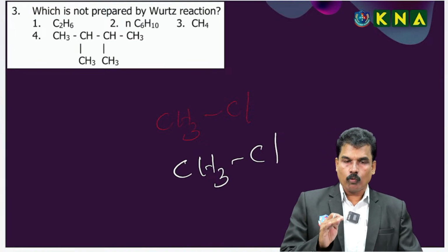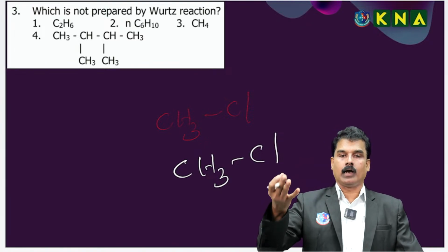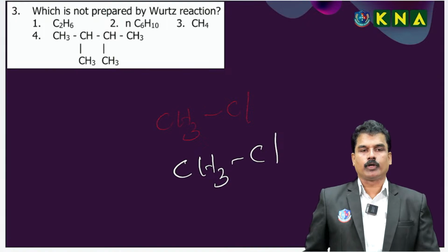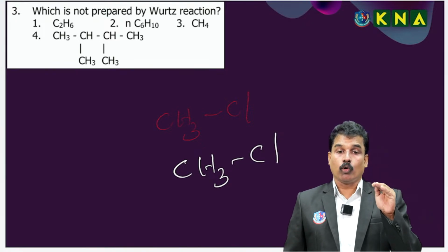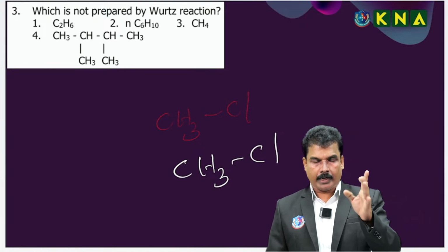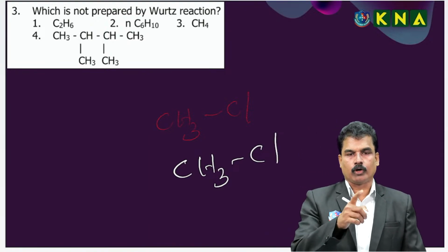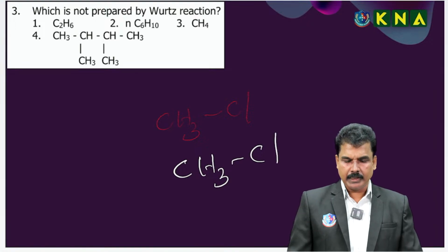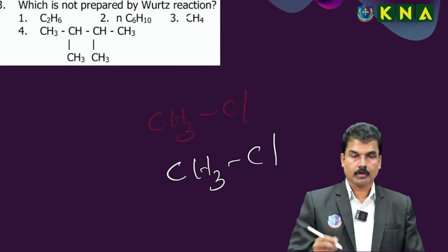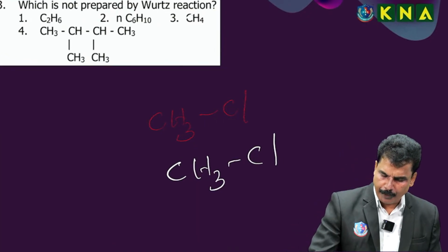But anyway, by Wurtz reaction you are getting higher alkanes. So which one can you not prepare? Because methane is the lowest hydrocarbon, with only one carbon atom, we cannot get it by Wurtz reaction. So the third option is the correct option, methane. By Wurtz reaction we cannot prepare methane.